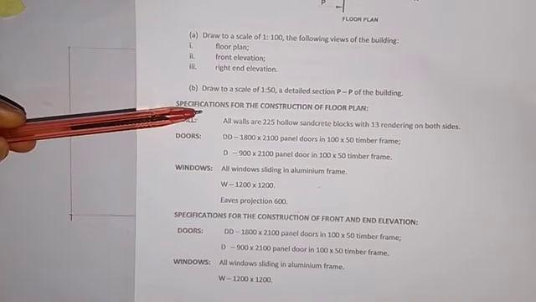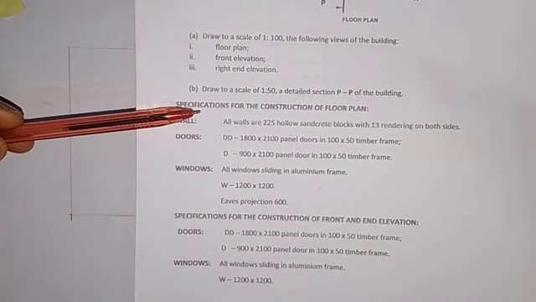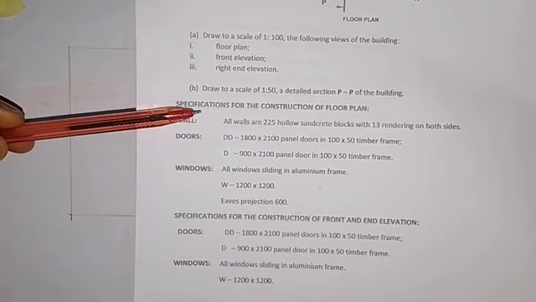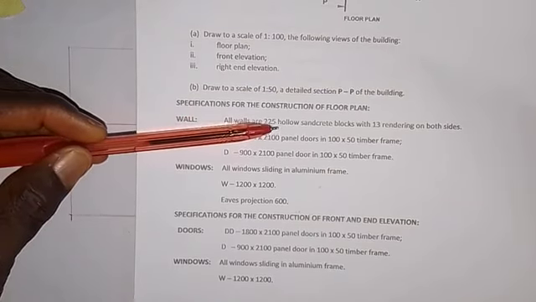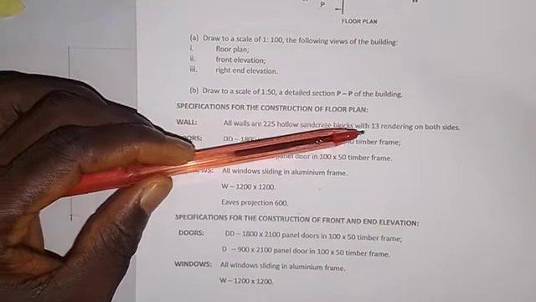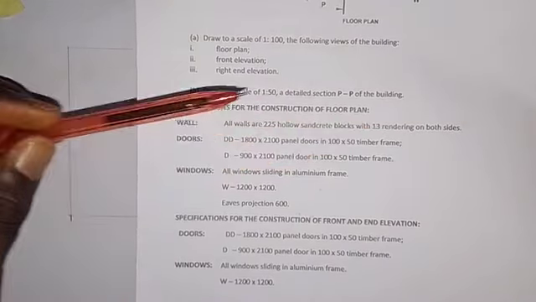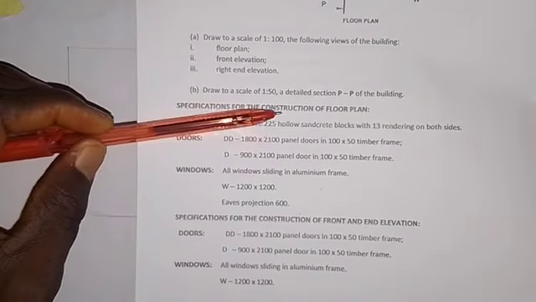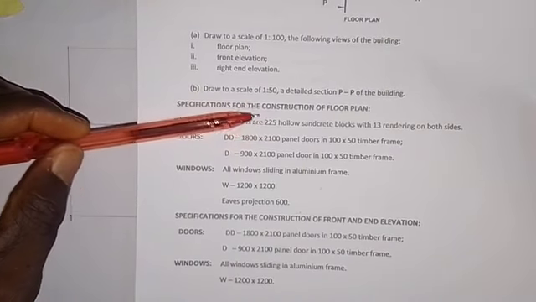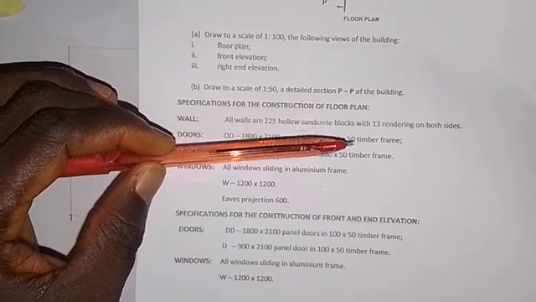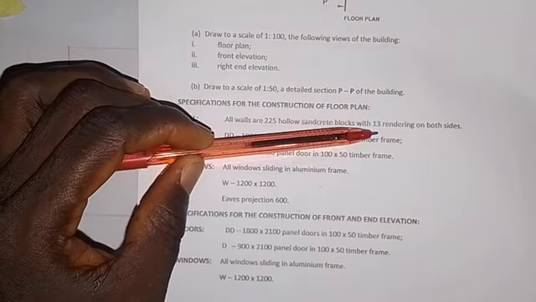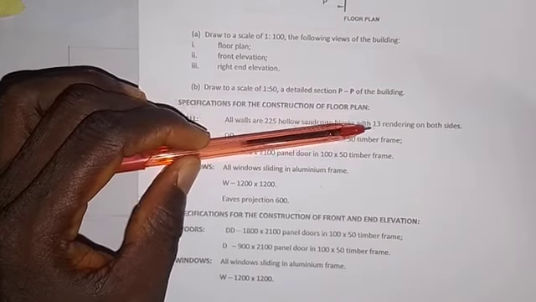Now let's start with the walls because we want to create the thickness of the walls. Here we have that all walls are 225 hollow sandcrete blocks with 13 rendering on both sides. What does that imply? The thickness of the concrete block is 225. Then we have plastering of both the outer and the inner part of the walls. The thickness of both of them is 13 millimeters.